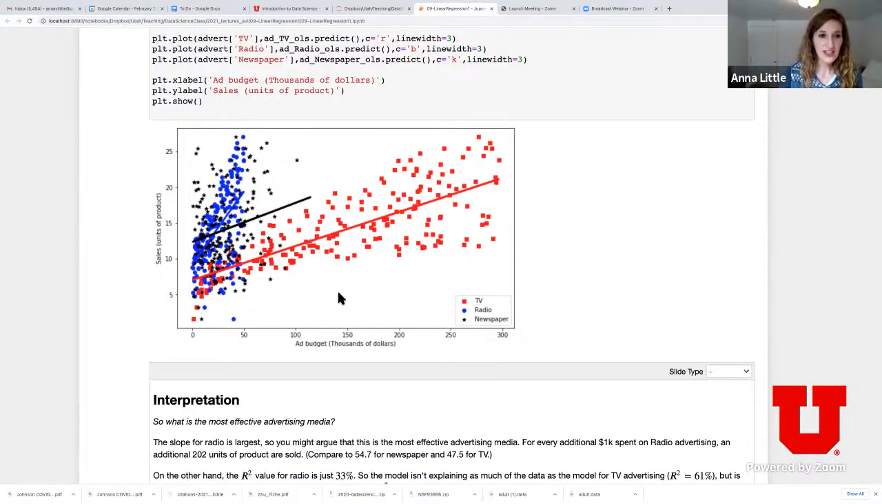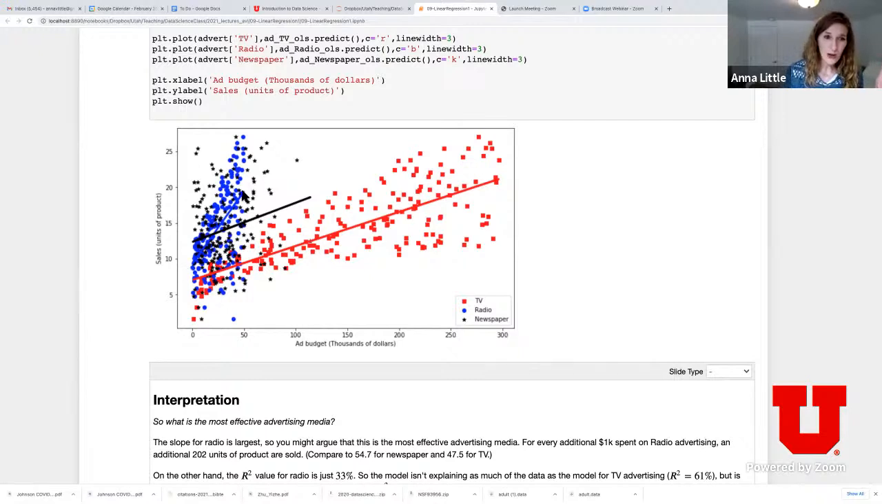Yeah, I think there's a very good case to be made for radio. So as you correctly pointed out, it has the steepest slope. So the regression line is predicting that you will see a larger income by spending more money on radio. But there are some other things to keep in mind.